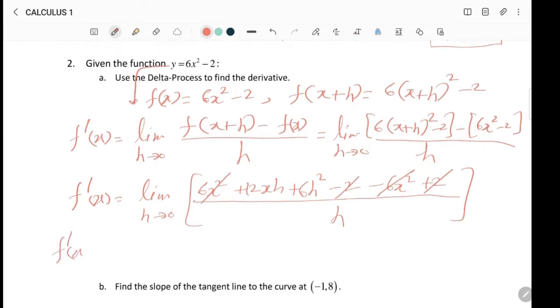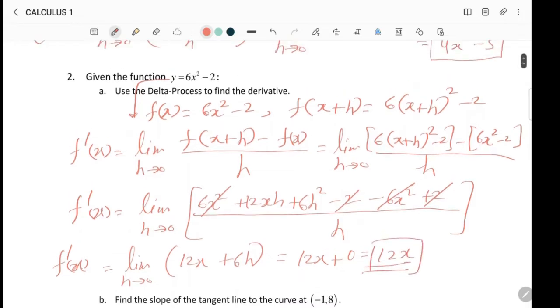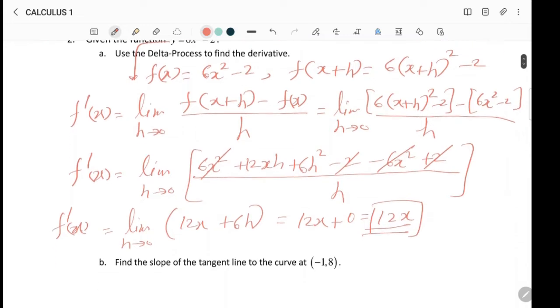So what I got, f dash x equals limit h tends to 0 of 12xh over h, and h cancel, we can write 12x. Now 6h square over h, we can write 6h only. And now we have to put h as 0. So this is 12x plus 0. So answer is only 12x. Okay, this is my f dash x using delta process.